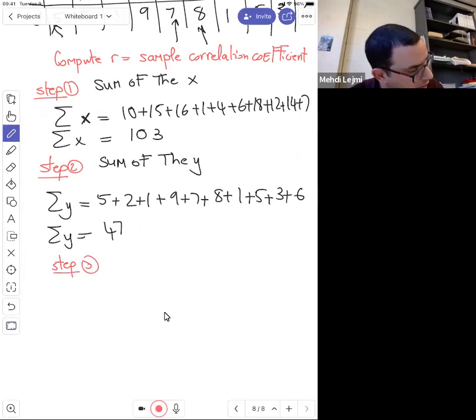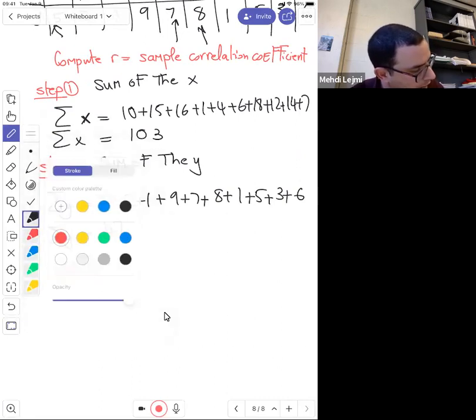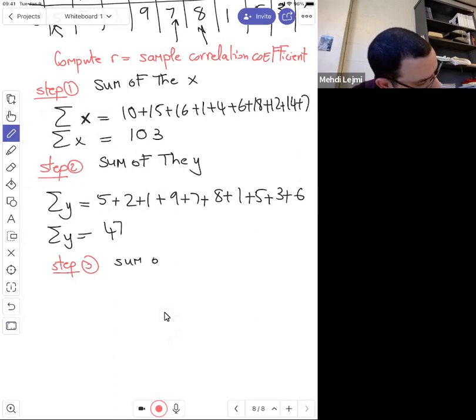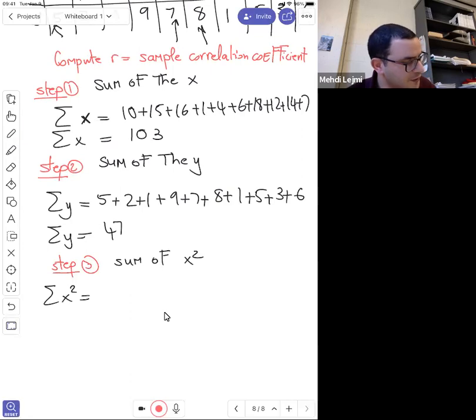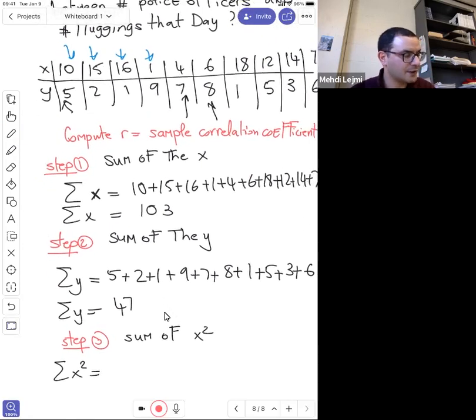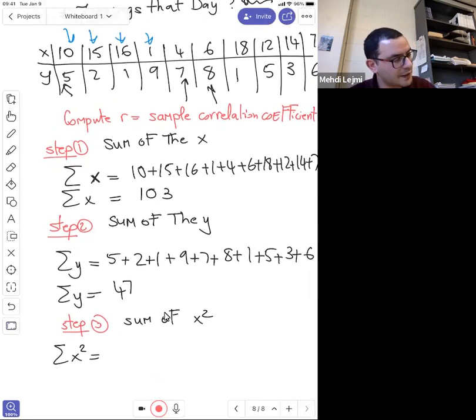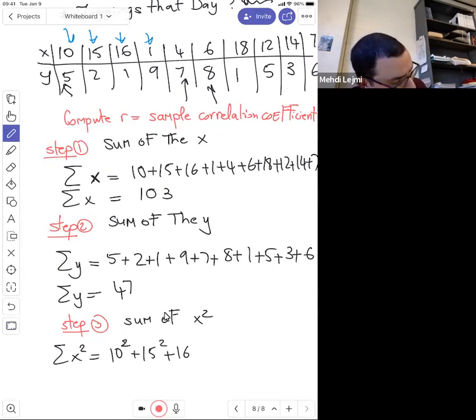So step 3, we need the sum of the x squared. So what's the sum of the x squared? What we do is we take the square of the first value of x. The first x is 10, right? So that's 10 squared, plus the second value of x, which is 15, so 15 squared, plus 16 squared, plus 1 squared, plus 4 squared, etc.